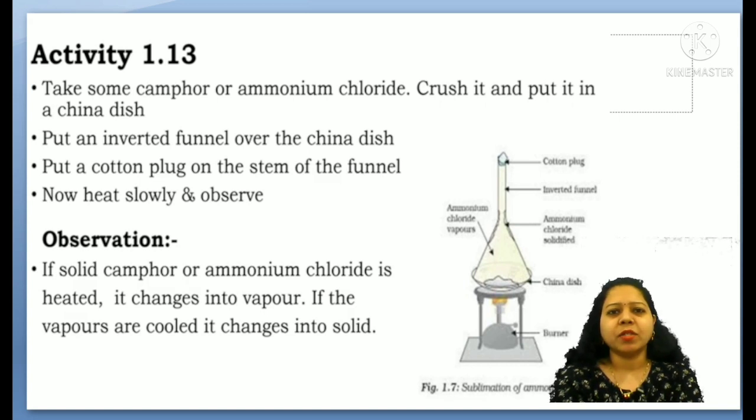But generally, solid substances, when we give heat to them, turn into liquid and then turn into vapor. But in the case of camphor, what happens? It directly turns from solid to vapor. That is the main difference here. The process in which a solid directly turns into gas without changing into the liquid phase is known as sublimation.